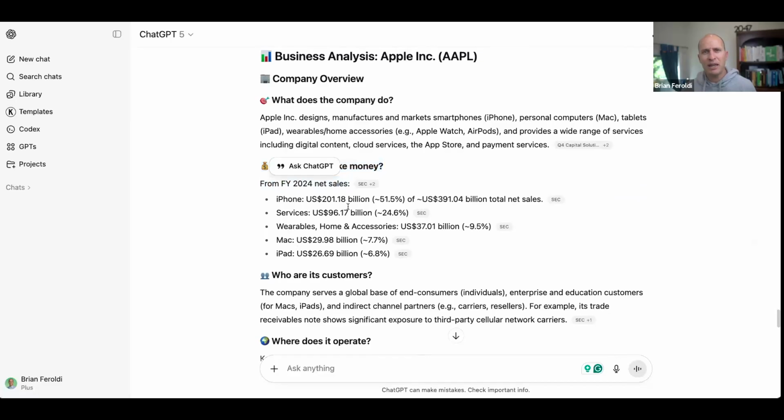How does it make money? As of last year, iPhone sales were 51% of total revenue, 201 billion out of the 391 billion in total sales. Services were 24.5%, 96 billion. Well, that's a big deal. Services are a quarter of their sales. Yeah, because those are high margin. High margin and more recurring than iPhone sales would be. Yep. A big deal. Wearables are 10%, Mac is 7.7%, and iPad is 6.8%.